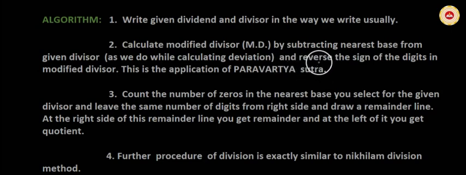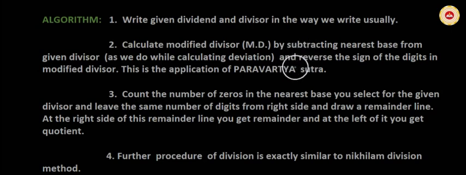See friends, the procedure of Nikhilam division and the procedure of Paravartya division is nearly the same, with simply one difference. There is only one difference, and the difference is that the method of calculation of the modified divisor is a little different. In Nikhilam division, we applied Nikhilam Sutra on the given divisor and we calculated the modified divisor. In this division, in the Paravartya division, we subtract the nearest base from the given divisor.